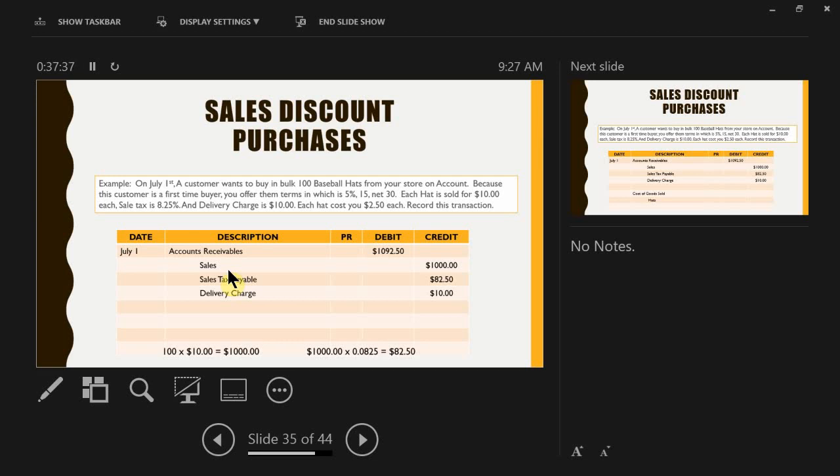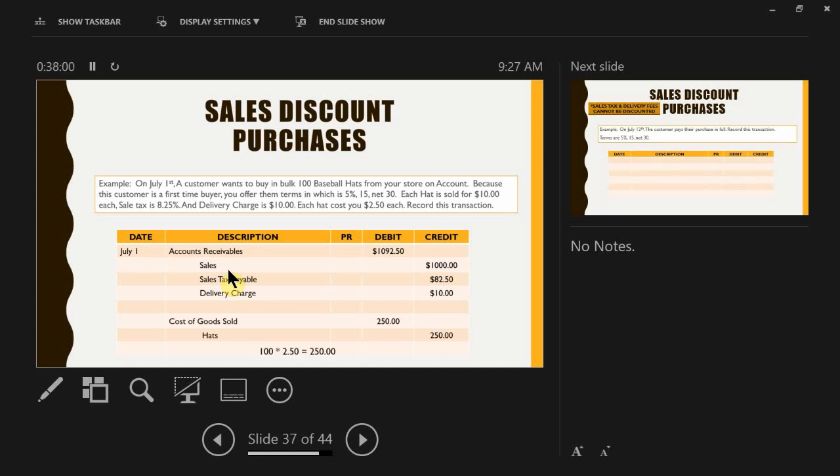Now we sold the item to this customer, so we need to update our inventory. If it cost me $2.50 per hat, how much is it going to cost me to sell 100 of those hats? $250. We're going to recognize the cost of goods sold, how much it cost me to sell those items, and we're going to update our inventory, which is the hats, for $250.